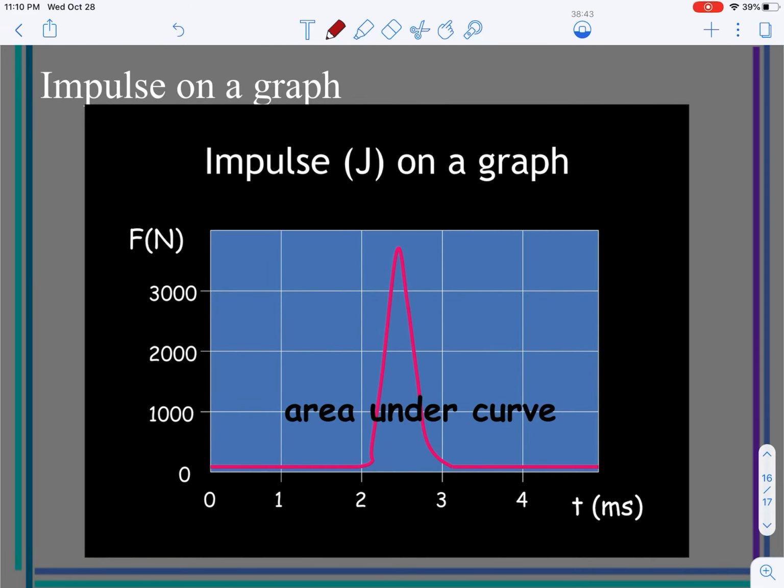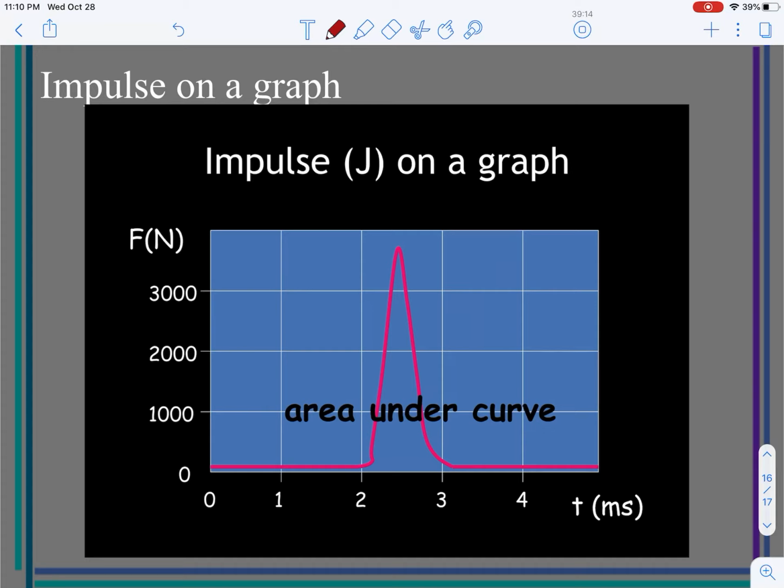All right, the last thing that we're going to look at is interpreting impulse from a graph. So this is a force time graph. So if we look at our X and Y axis, the X-axis represents our time, and this is in milliseconds. Our force is measured in newtons, and that's going to be our Y-axis. And so you can see here that we are telling you that if you find the area under the curve, this is going to give you the impulse.